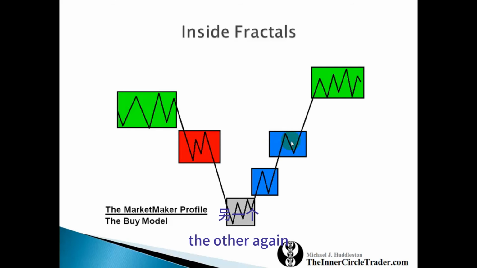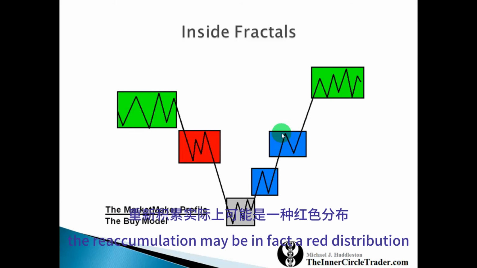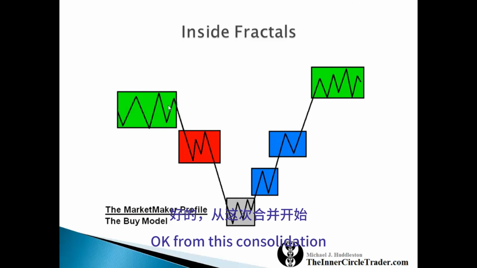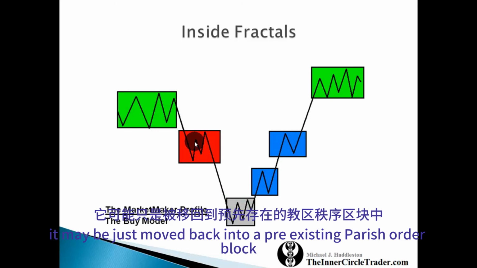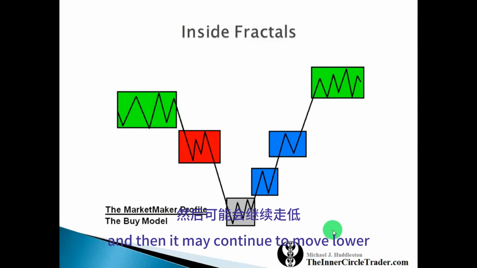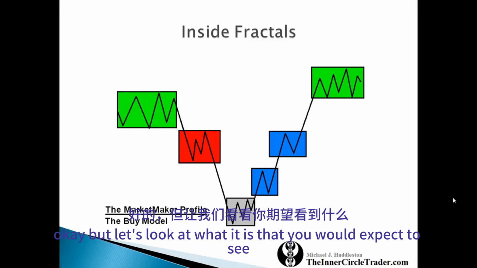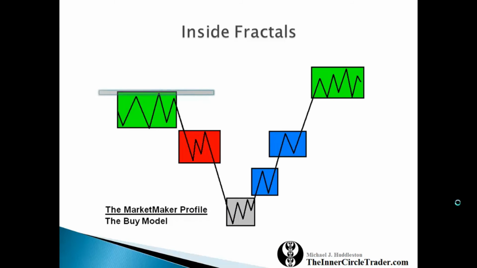The other caveat emptor here is that this particular area here, the reaccumulation, may in fact be a redistribution. From this consolidation, this price moved lower. It may be just moving back into a pre-existing bearish order block to go lower, and your idea of seeing a buy model may in fact not be true, and then it may continue to move lower. But let's look at what it is that you would expect to see as you study price action.